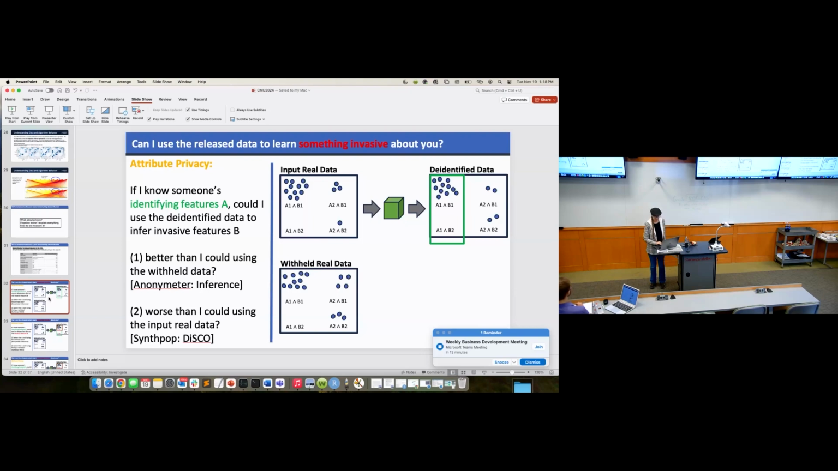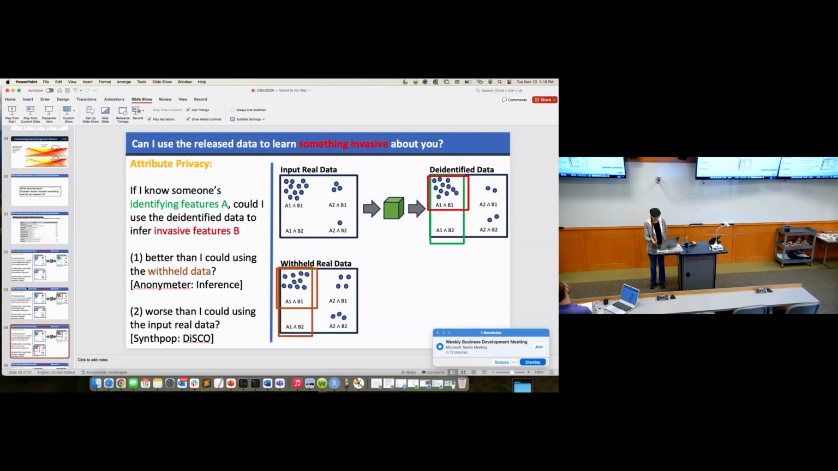So attribute privacy: can I learn something invasive about you? We talked about this before. Here are two different library implementations. They're supposed to be able to determine, as a privacy metric, if my data is good against attribute inference, right? So this is, I know A, I know these things about you, and I'm trying to infer B. Anonymeter and SynthPop are different implementations, different ways of doing things. Anonymeter compares against the withheld data. So it's, can I learn something invasive about you better than I could learn just by looking at the withheld data that was never fed into the de-identification, right?